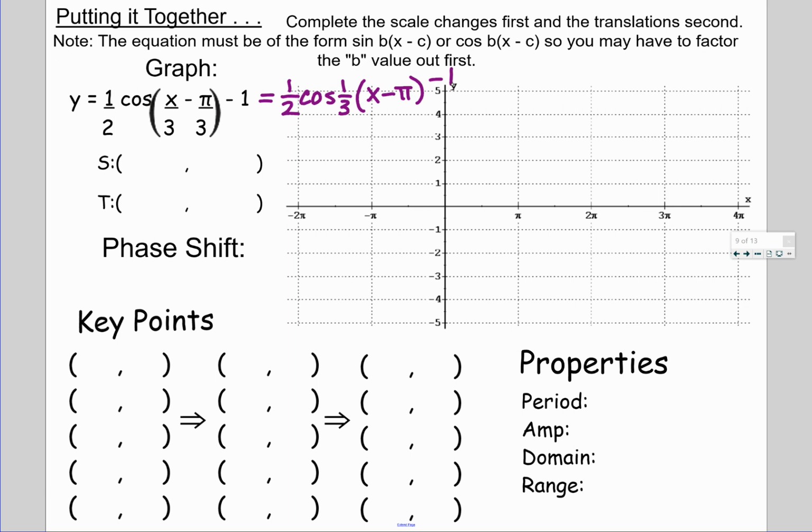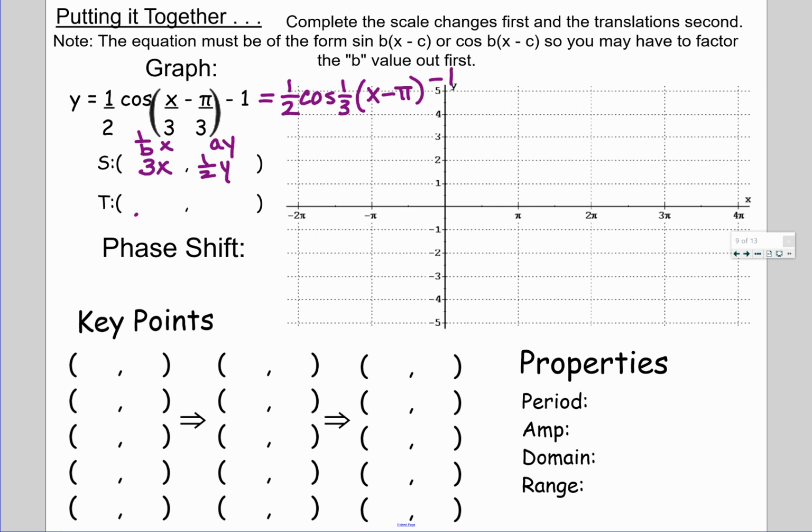Okay, rules from Wednesday. I know it's been a while. So scale changes are, I'll do it up here, reciprocal of b times x, a times y. You have that in your notes. What's the reciprocal of b here? Reciprocal of b. What is b? 1/3. So the reciprocal of that is 3. Okay, what's a? 1/2 is going to get multiplied by my y. So that's going to do a horizontal stretch by 3 and a vertical shrink by 1/2.